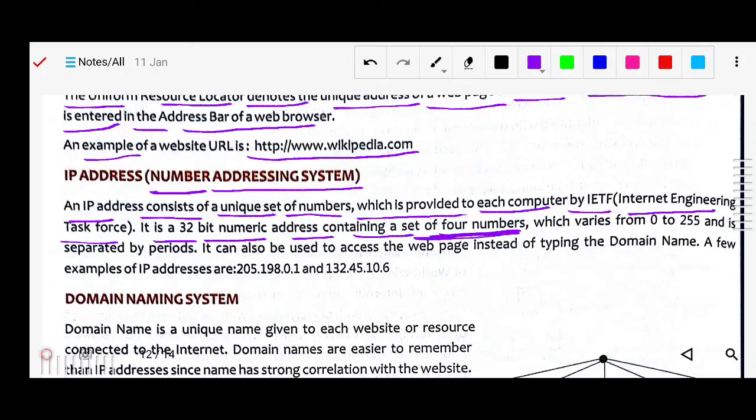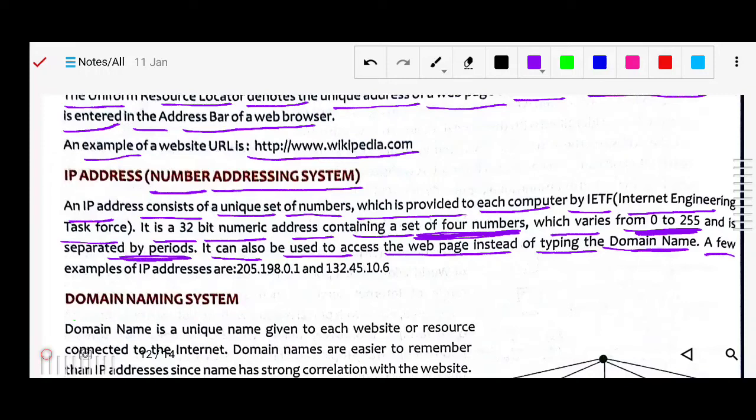So what is the meaning of 4 numbers? I will tell you now. Each number can range from 0 to 255, and they are separated by periods. Periods means dots. It can also be used to access web pages instead of typing the domain name. What the domain name is, we will see now.